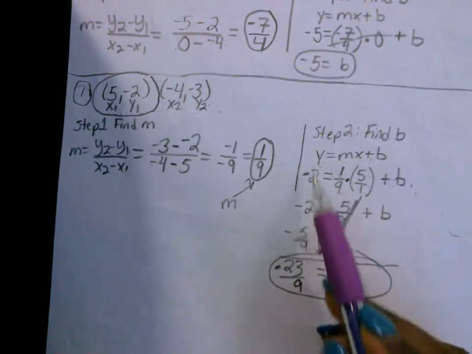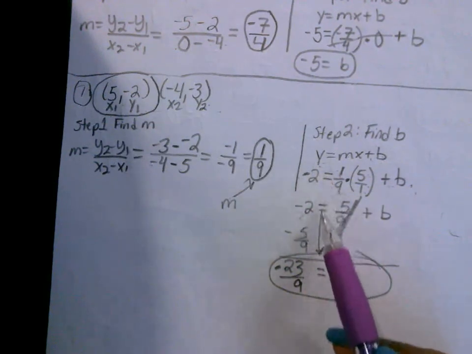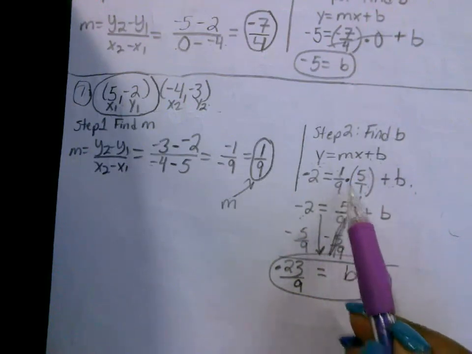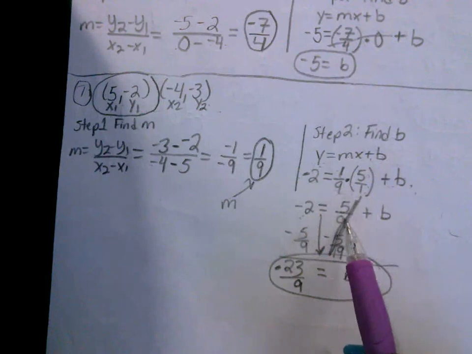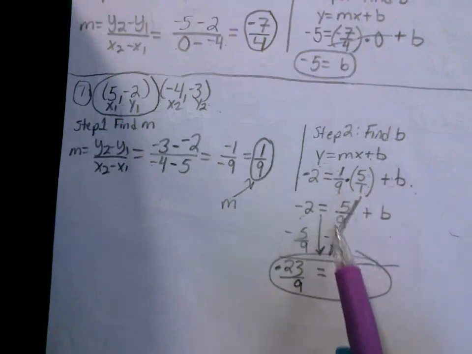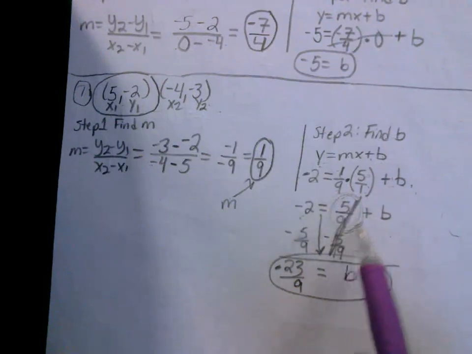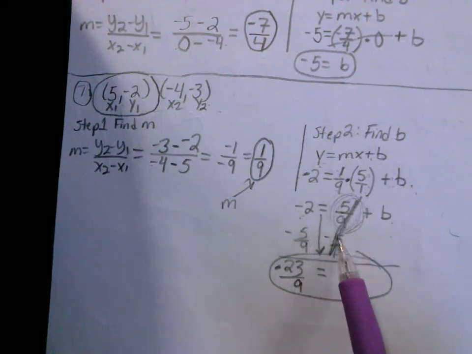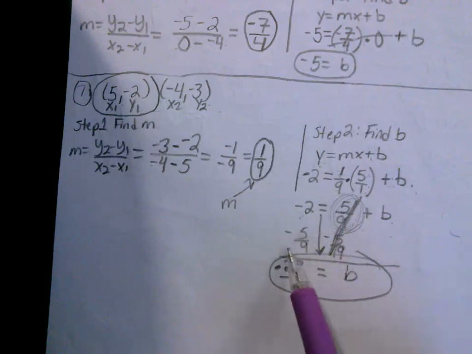So we bring this side down, nothing to do over here. Bring down the equal. We multiply these two fractions together. 5 on the top, 9 on the bottom. Bring down the plus, bring down the b. Now this is a positive fraction. So to get b by itself, you got to do the opposite of adding, which is to subtract. So you're going to subtract 5 over 9 on both sides.